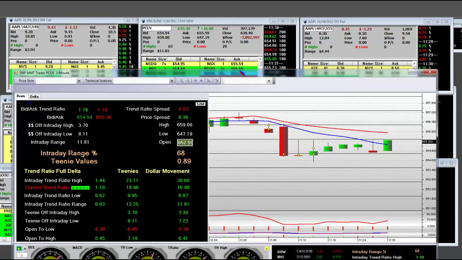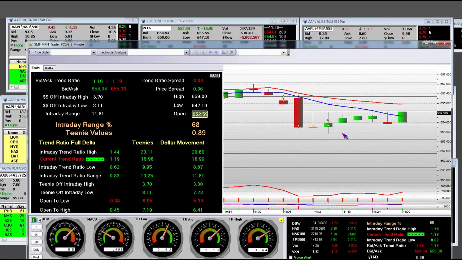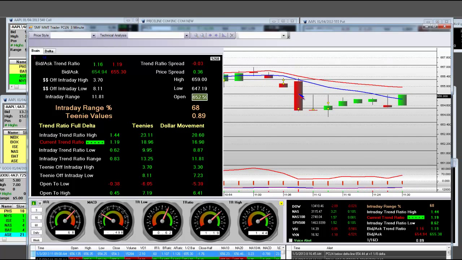But the MMT platform shows you here at 1.19 mathematically, and it's 89 cents a line. Look at how accurate it is. It doesn't lie. But what is the wall of resistance? It's going to be the half bar right here. We know what this half bar is. This half bar is 655.30. And look at the bid. It's right there, 655.30 on the ask.